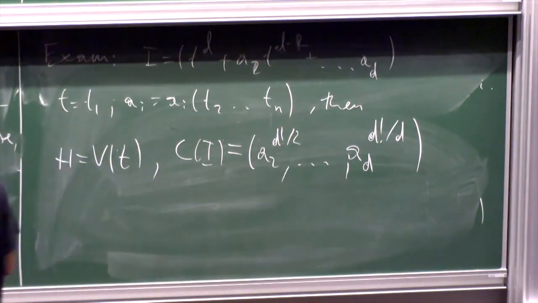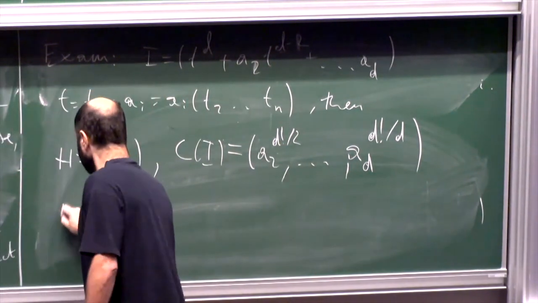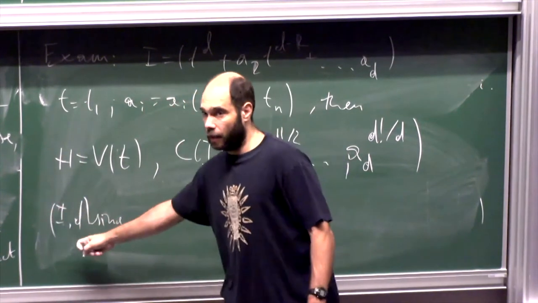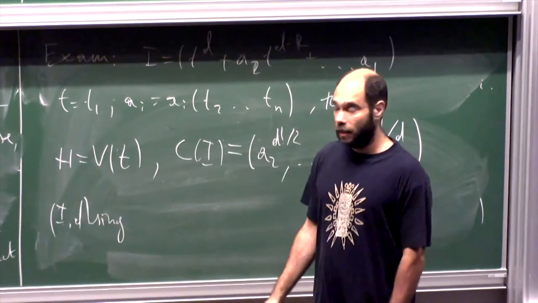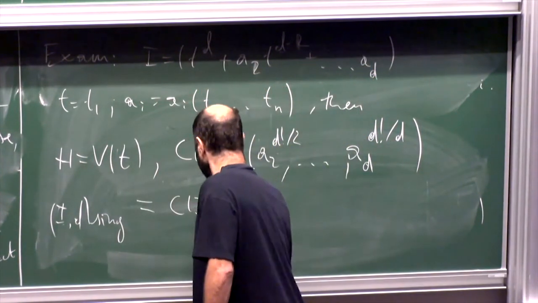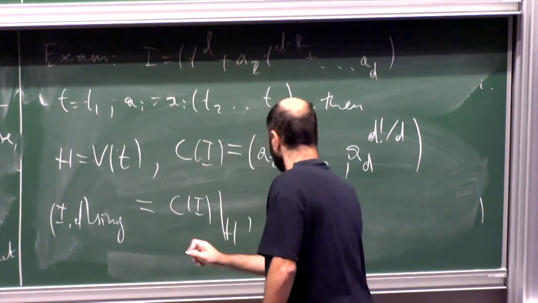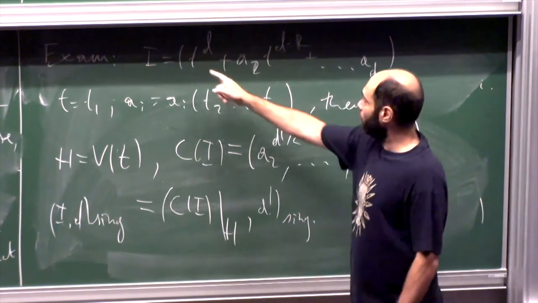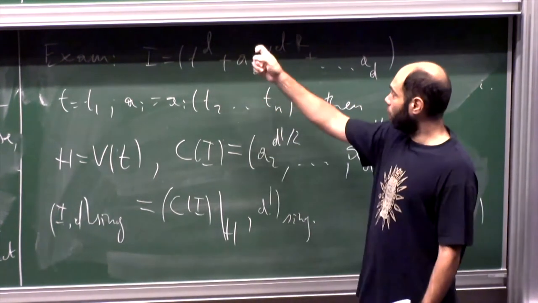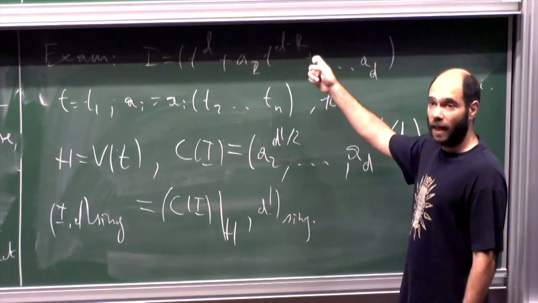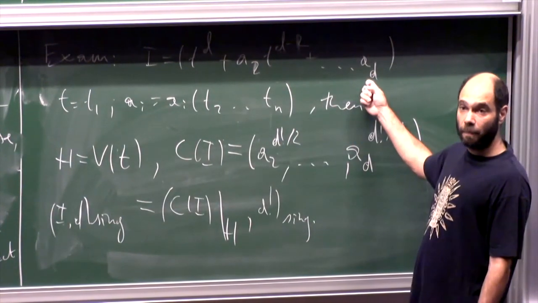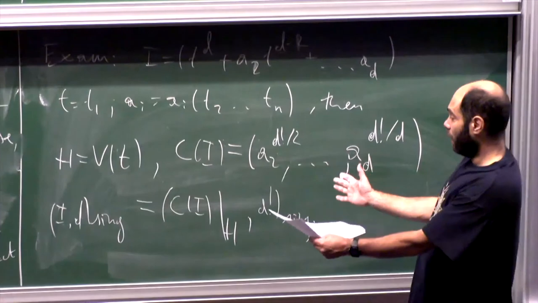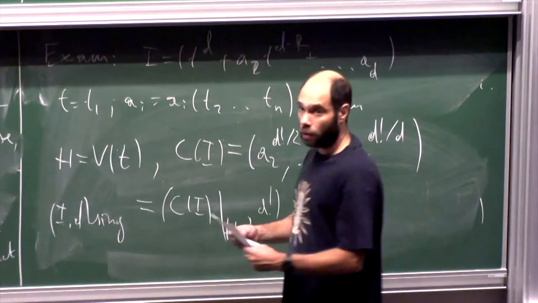And I'll just show one thing. I claim that the singular locus where the multiplicity is d is the same as the singular locus of the coefficient ideal of I restricted onto H. That is, the order of this guy is d if and only if the order of this guy is at least 2, the order of the next guy is at least 3, and the order of this guy is at least d. And this precisely means what is written here. So at least equality of initial singular loci is clear.